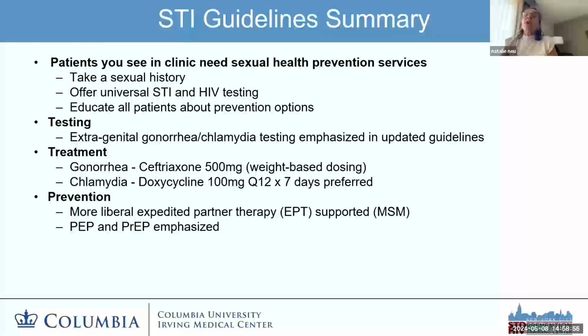Treatment regimens for gonorrhea have changed. The dose has increased and it's weight-based dosing. For chlamydia, likewise, it's now doxycycline as the preferred regimen. And talk more and liberally to everybody about expedited partner therapy. It's supported in the guidelines for men who have sex with men and for partners now. So men who have sex with men were left out of the previous guidelines, and it is in the guidelines now. So do it liberally, and also talk about pre-exposure prophylaxis for HIV with all your clients. Next slide.